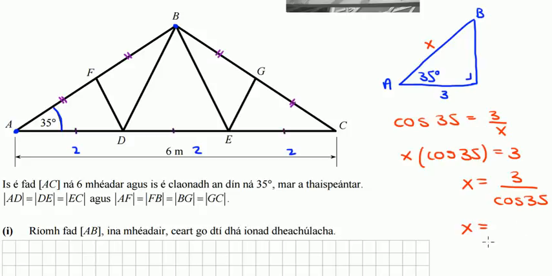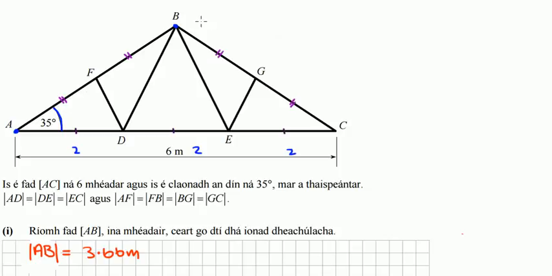So putting that into the calculator, I get 3.6623. In the question, they've asked me to give it to 2 decimal places. So my final answer for that part is going to be x is equal to 3.66 meters. And I always have to include our units in those questions.